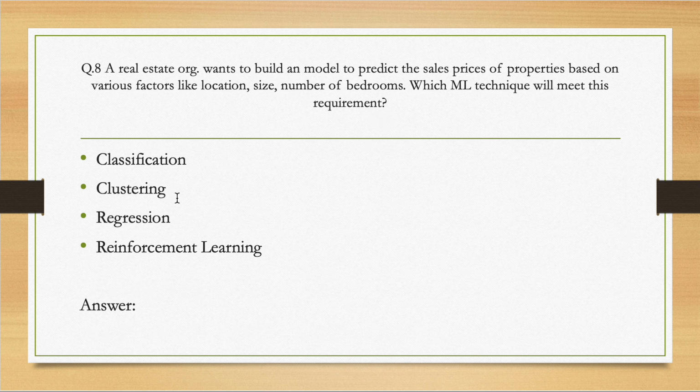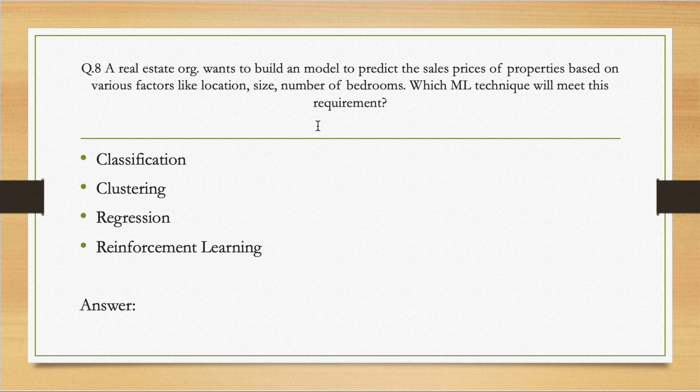Moving to next. A real estate organization wants to build a model to predict the sales prices of properties based on these factors: number of bedrooms, location, and all. Which ML technique will you use? If you have heard my previous questions correctly, I talked about classification and regression. Classification is when we are categorizing. Regression is when we have to produce a numerical representation of outcomes in a provided range of values. Here it is saying predict the sales price of properties based on certain factors.